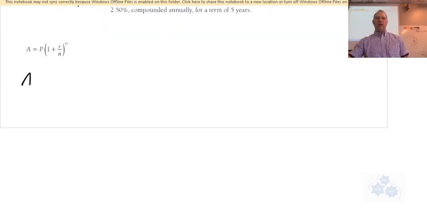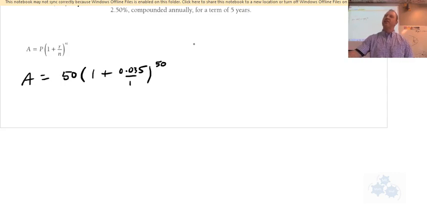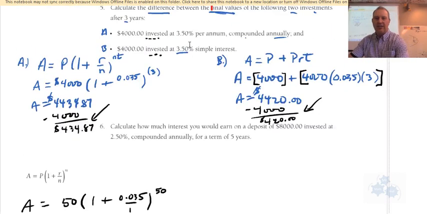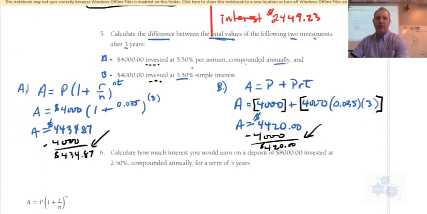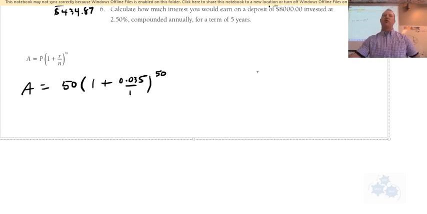So what's the future value? The principal is $50. We've got 1 plus 0.035, and that's once per year. And now, what is this number up here? That's going to be 50 years, guys. Now, did I circle the 3 here? Annually, no. So I'm talking about 50 years. So it's going to be more than 87. Yeah, my calculator says it's going to be a little bit more than 120.